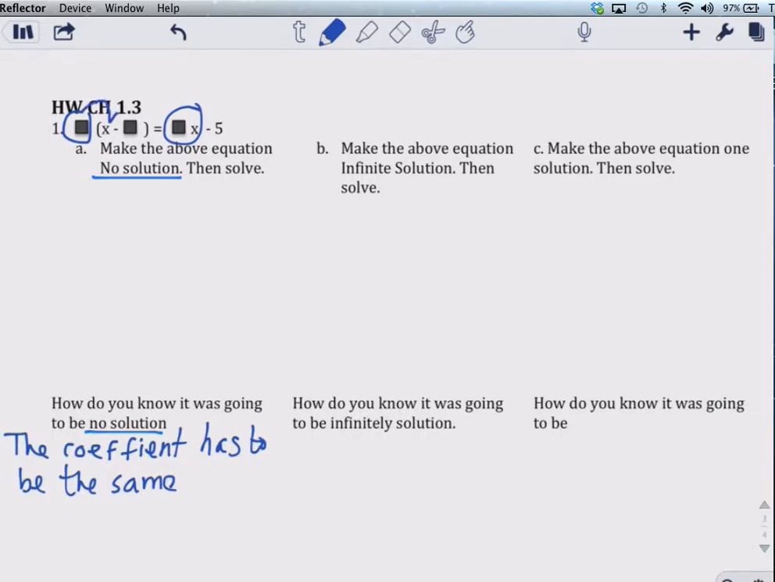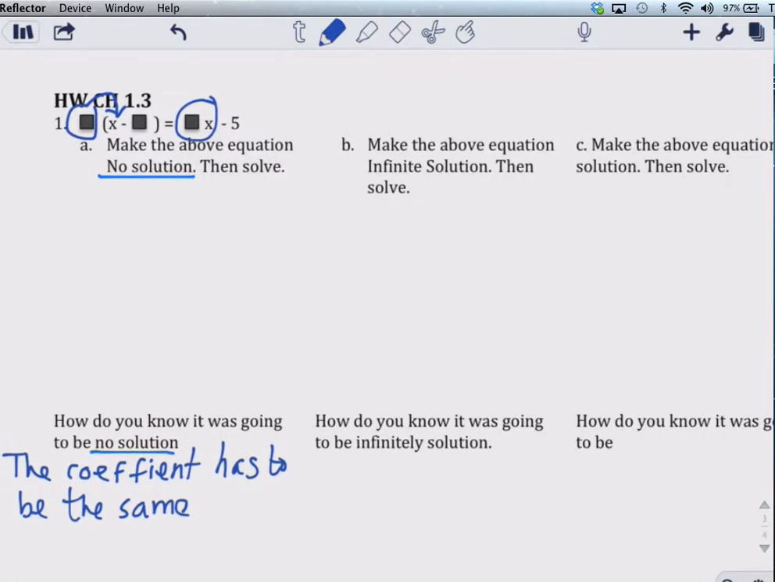So if I multiply that to that, in order to do that, whatever I put here has to be the same there. So if I put say 5 right here, this has to be 5 also. So if I put 5 parentheses x minus whatever number, it has to equal 5x minus 5. Now for it to be no solution though, these two can be different. So it doesn't matter, therefore the coefficient has to be the same.